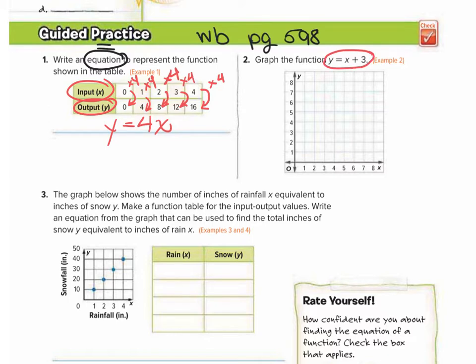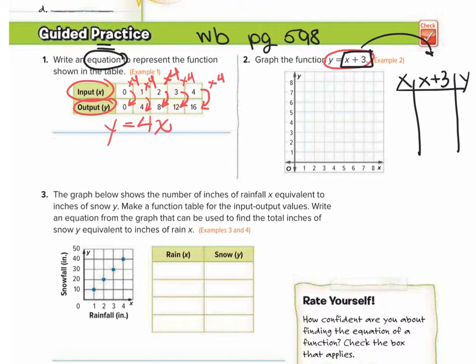Now we're going to graph the function y equals x plus 3. So to graph a function, we have to make a function table. And in every function table, we have our input, our output, and in the middle, our function rule. So the function rule is just the expression part of the equation. So for this function, it's x plus 3.